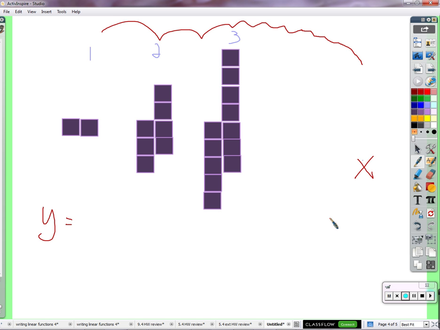175. You subtract 1, right? So here's the number of the figure. The number of steps is 1 less than that. So take 1 less than the figure number, multiply it by what? 5, because we add on 5 every time. Plus 5, plus 5, plus 5, plus 5, plus 5. So multiply by 5. Add the 2 that you started with. All right. See you tomorrow.